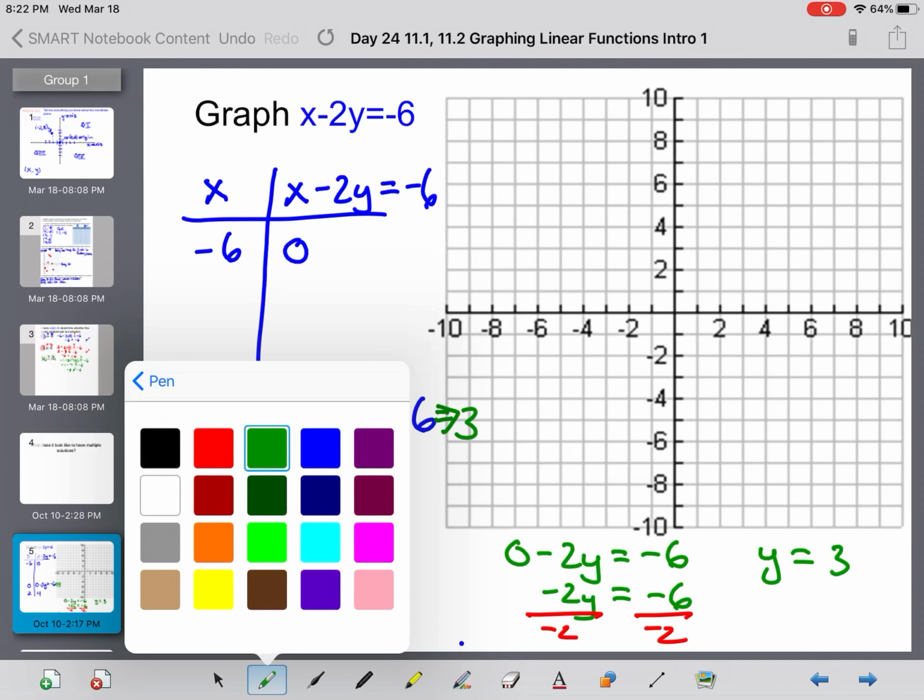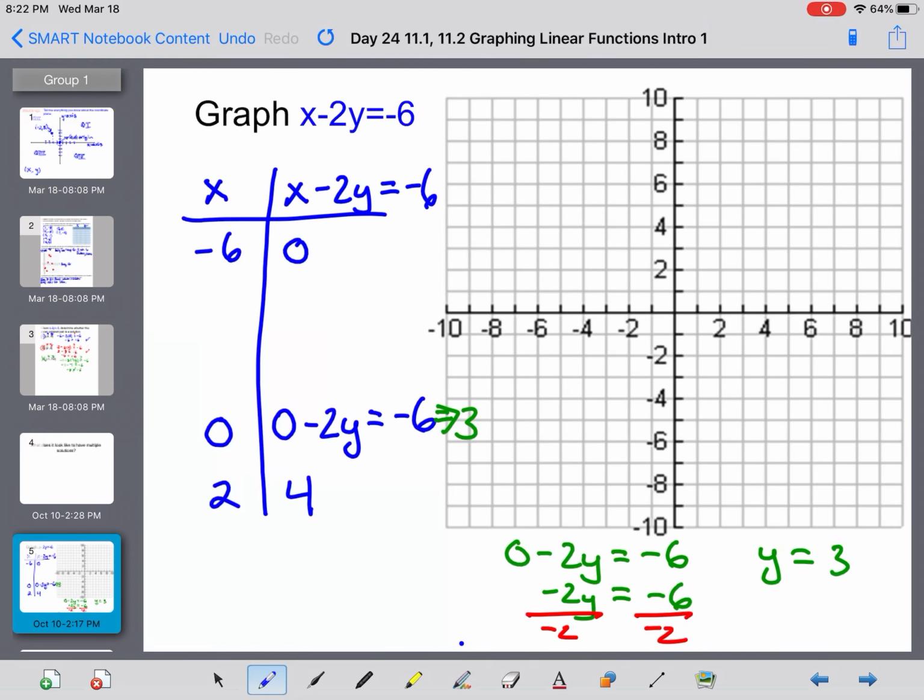I might go ahead and try graphing these at this point. So I'm going to plot these points. -6, 0 is going to be right here. 0, +3 would be right here. And then 2, +4 is going to be right there.